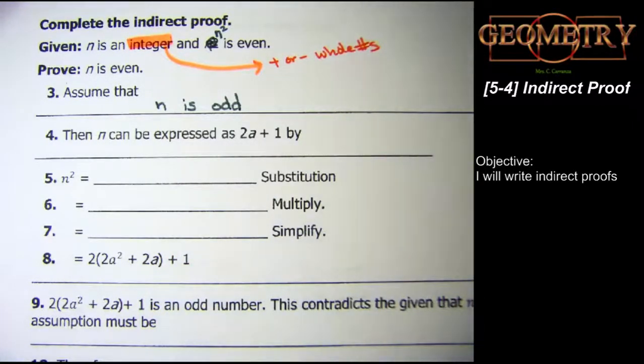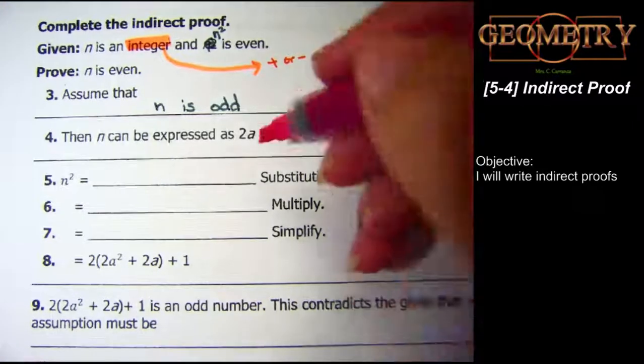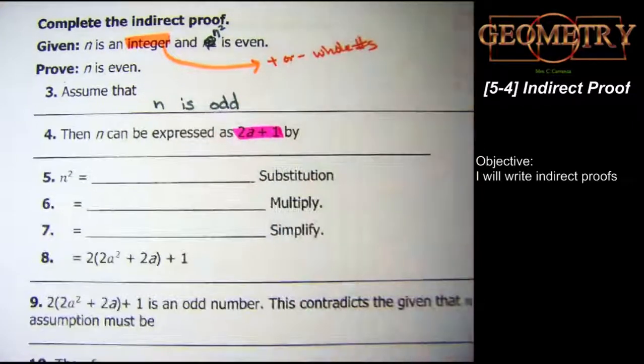When it's odd, we can express odd numbers this way: 2 times some number, then add 1 to it. Think about that for a second. Think of a number. Don't tell anyone. You got a number? Yes. Multiply by 2. Now add 1. Do you have an odd number? Yes. All right. Change the number. Multiply it by 2. Add 1. Still odd? Yes. All right.